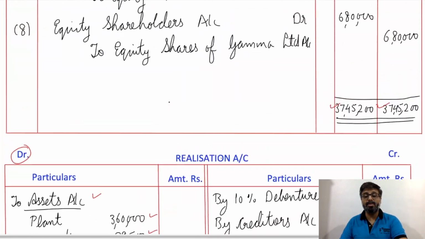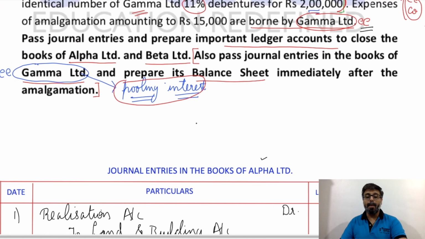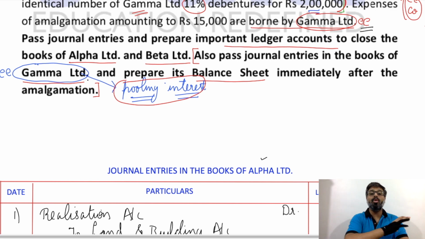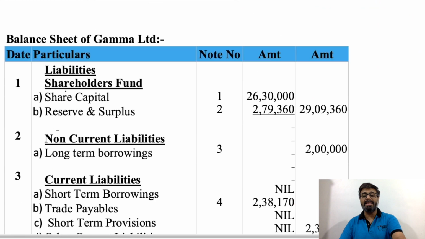Other than journal entries, what is asked of you? You are asked to make the balance sheet of Gamma Limited after amalgamation. Now, if you remember in the company's final accounts formats, before we make the balance sheet, we used to make some 17-18 notes. You might be thinking 17-18 notes and then the balance sheet, but we have to do that. We are making the balance sheet of a joint stock company only. So before we make the balance sheet, we'll have to make those 17-18 notes.